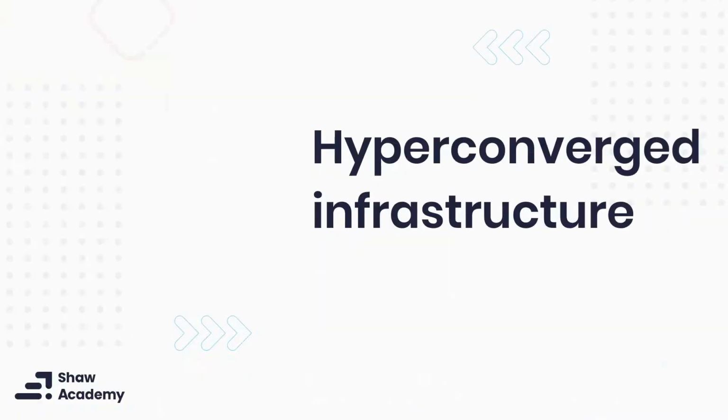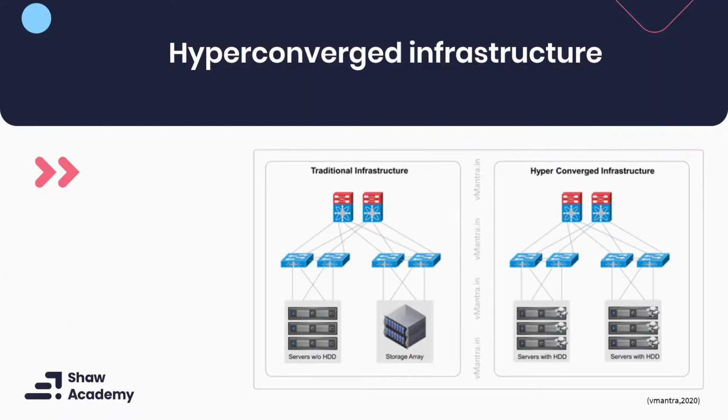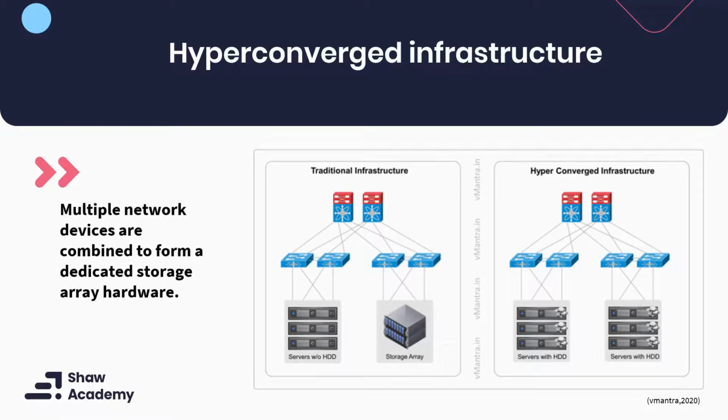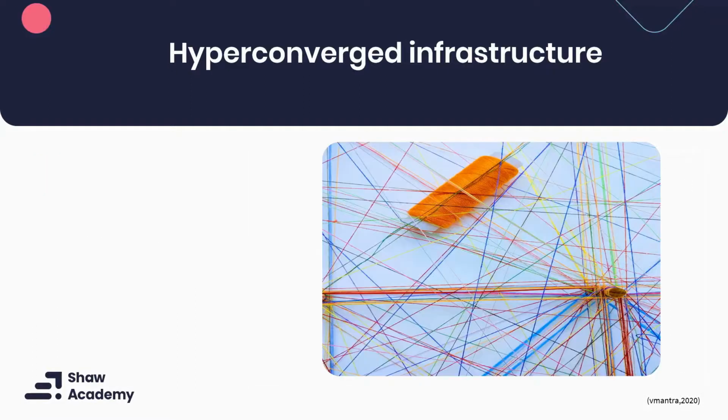Hyper-Converged Infrastructure. The last infrastructure we will be looking at in this lesson. It is basically an upgrade of the converged infrastructure. As can be seen in the diagram, in a hyper-converged infrastructure, multiple network devices such as server nodes and storage are combined to form a dedicated storage array hardware.